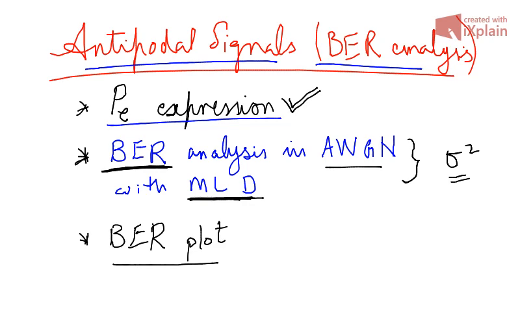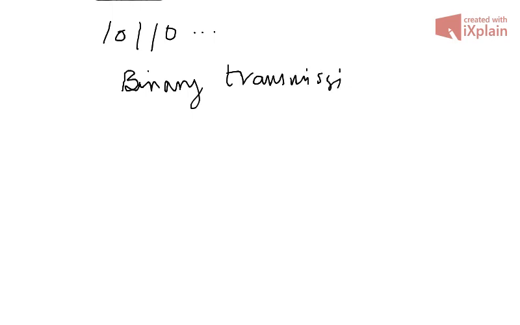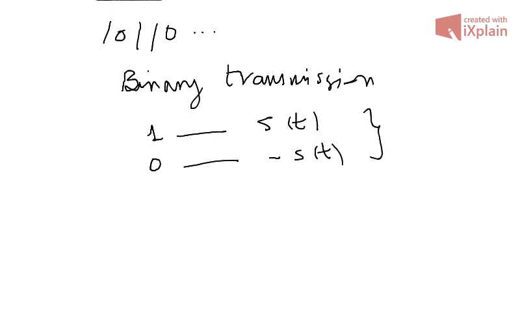So let's start with some basics, and assume that we have a random sequence of ones and zeros available, and we are discussing binary signal transmission of these ones and zeros. For a binary one, we transmit s of t, suppose, and for a binary zero, we transmit minus s of t. We have just observed that these are the antipodal signals, the two waveforms.